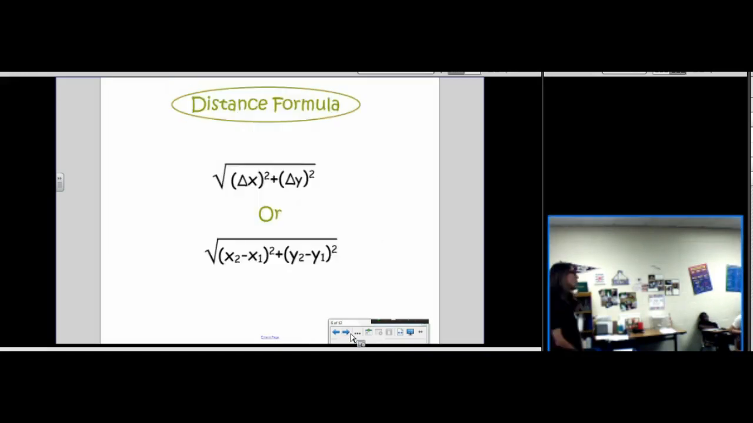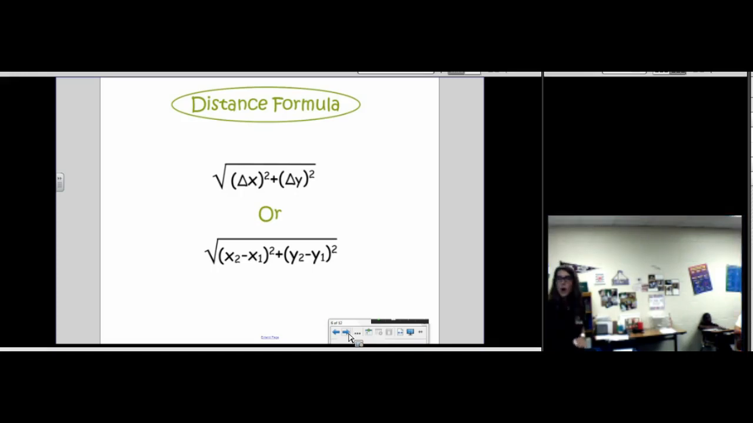That's kind of what we did at the end of yesterday, and then the bell rang and we were rushed. If you like this one better, use this one. If you like this one better, which tells you exactly where to put things, then use this one. These are the same formula. On this one it says delta x, but delta just means subtract. So these are the same thing.